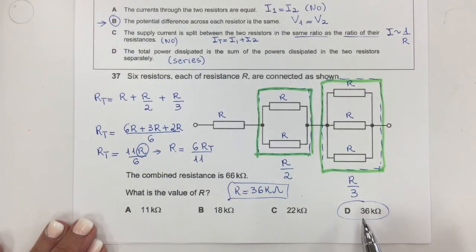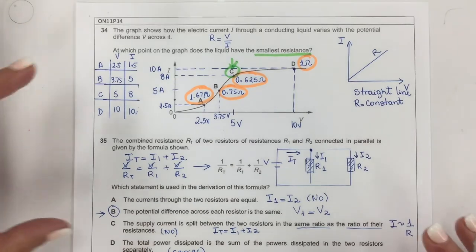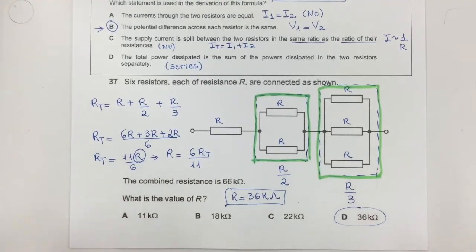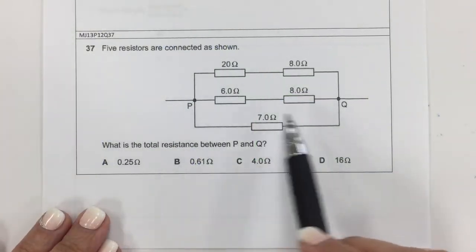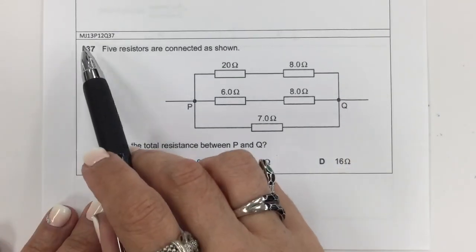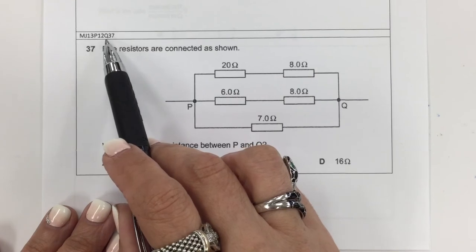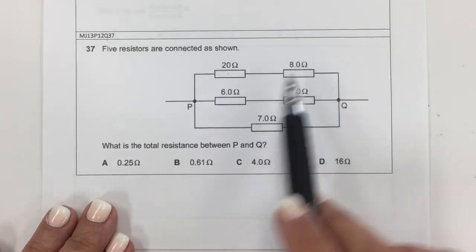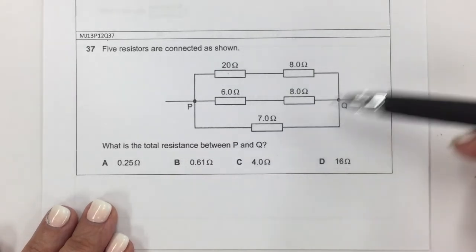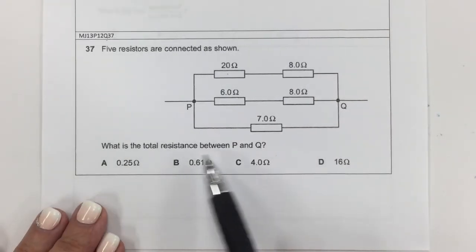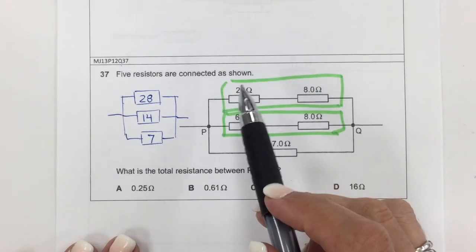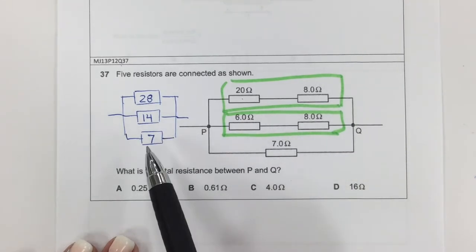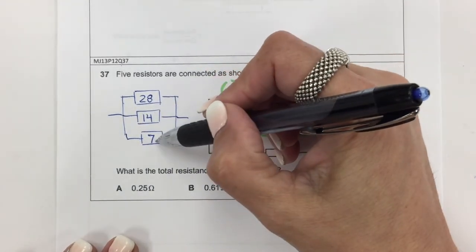So the answer is D. So here on this page, I answered two questions from the same test, and I answer this question right here. Another one with a network of resistors from May/June 2013, paper 12, question 37. Five resistors are connected as shown. I have two here in series, two in series, and all of them combined in parallel. What is the total resistance between P and Q? So 20 plus 8, 28. 6 plus 8 is 14, and here we have 7. So I have those three resistors in parallel.